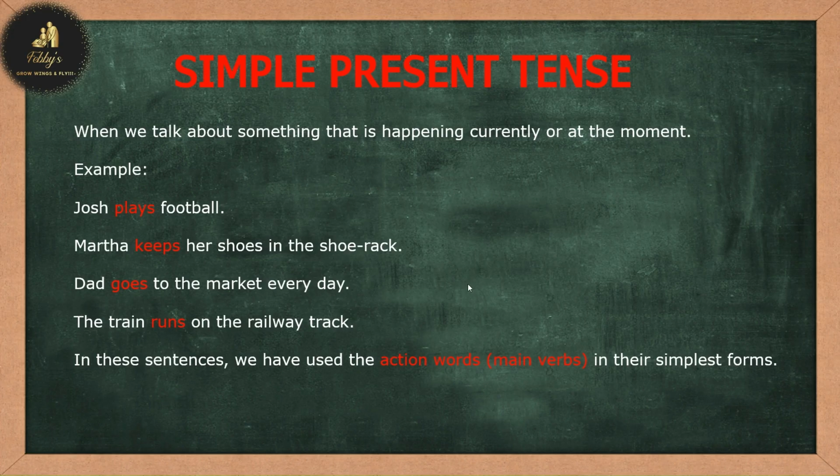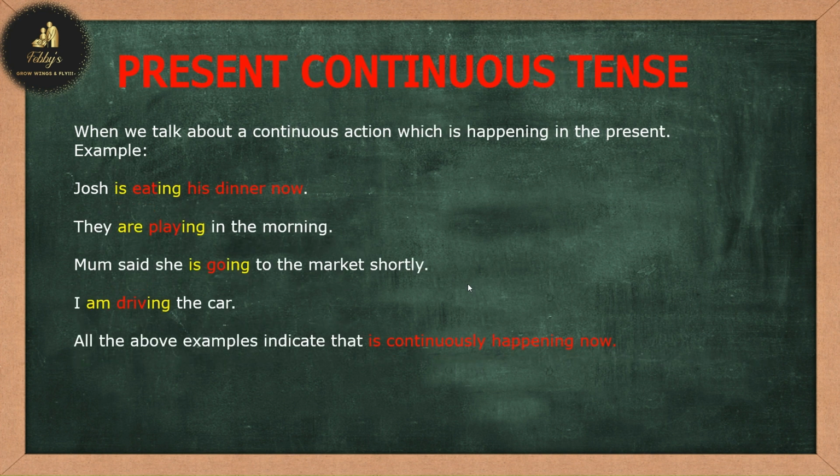Let's look at simple present tense. When we talk about something that is happening currently or at the moment. Example: Josh plays football. Martha keeps her shoes in the shoe rack. Dad goes to the market every day. The train runs on the railway track. In these sentences, we have used the action words, main verbs, in their simplest forms. The verbs in the above sentences are in red.